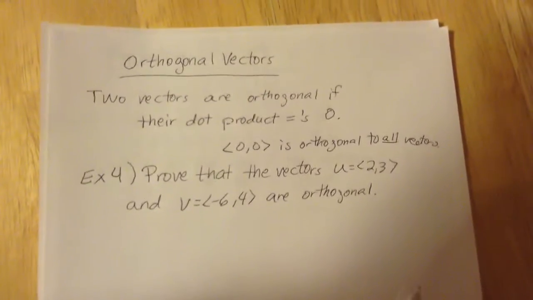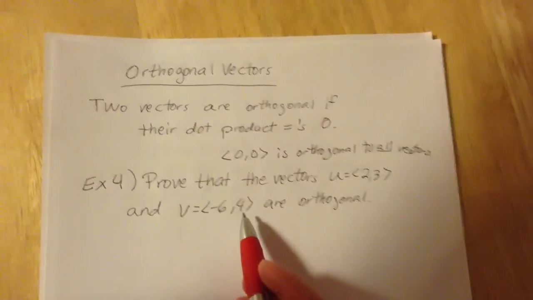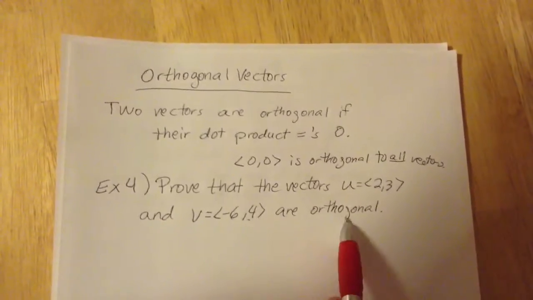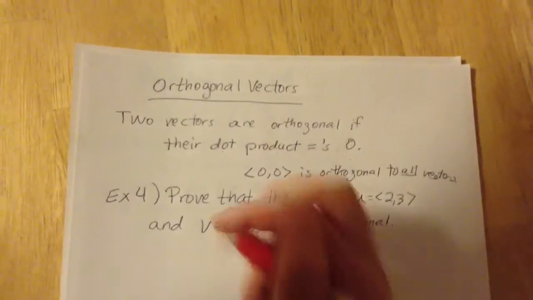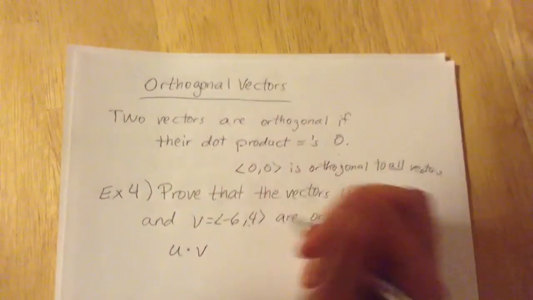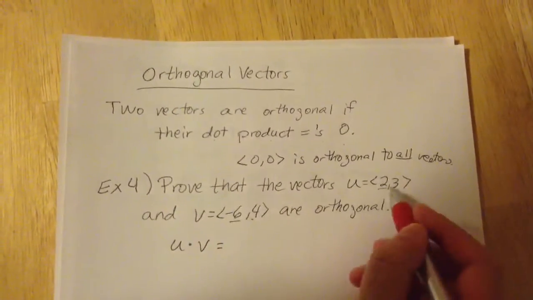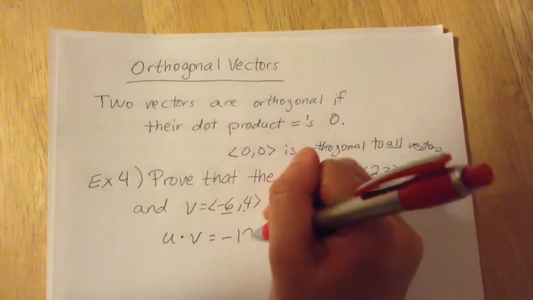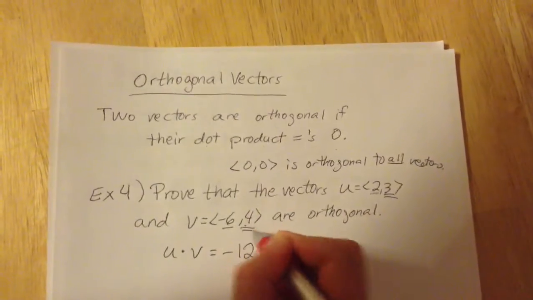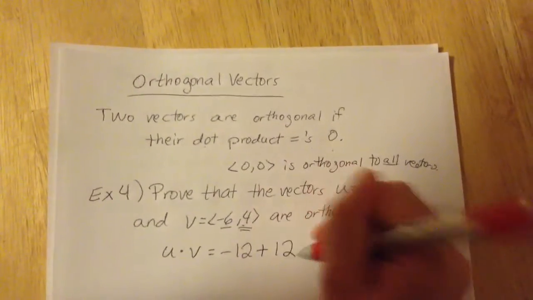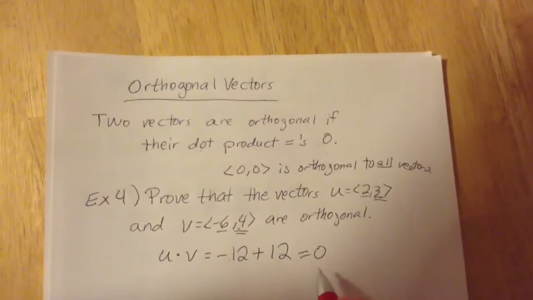Example 4, we will prove that the vectors u, which is 2, 3, and v, which is negative 6, 4, are orthogonal. To prove that they're orthogonal, I need to show that their dot product is equal to 0. So I'm going to do the dot product, u dot v. To do the dot product, you'll multiply the x-coordinates together. 2 times negative 6 would be negative 12, plus multiplying the y-coordinates together. So 3 times 4 is also 12. Negative 12 plus 12 is equal to 0, which means that it is orthogonal.